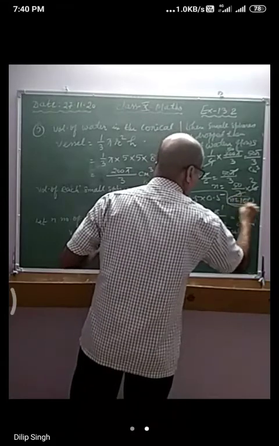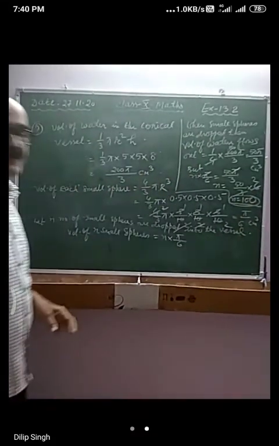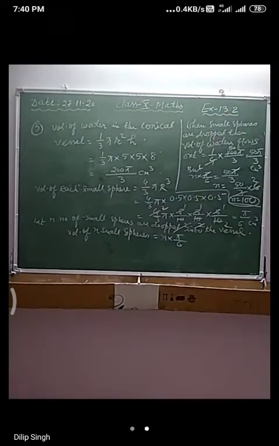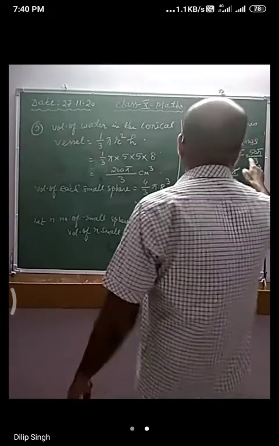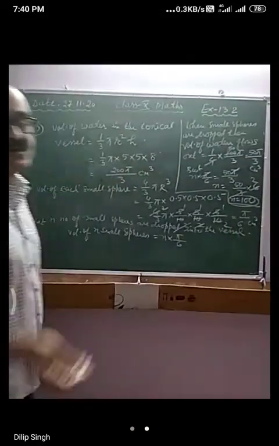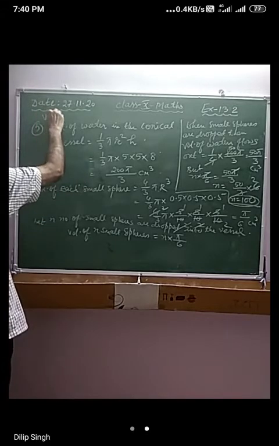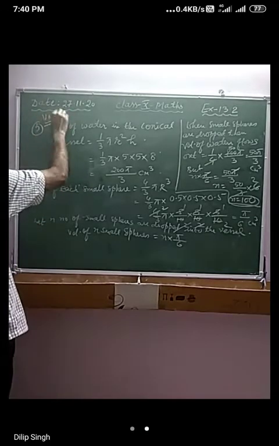Right? It means when you dropped 100 spheres or 100 balls into that conical vessel, then this amount of water will flow out from the conical vessel. So this is a very good question and very important also. Please note down.